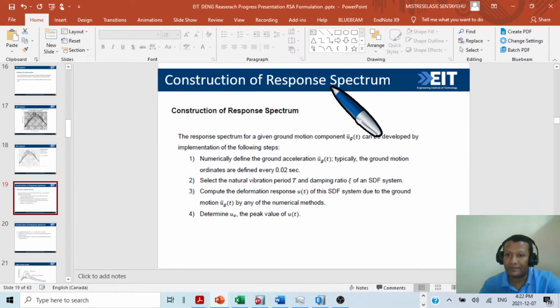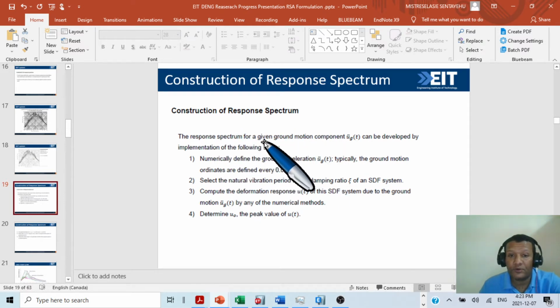Construction of response spectrum. So how do we construct a response spectrum? We already saw it. We just run our single degree of freedom system with a constant damping ratio for different time periods, and we pick the peak values. That is the point.